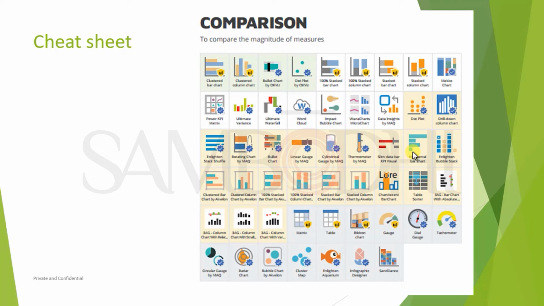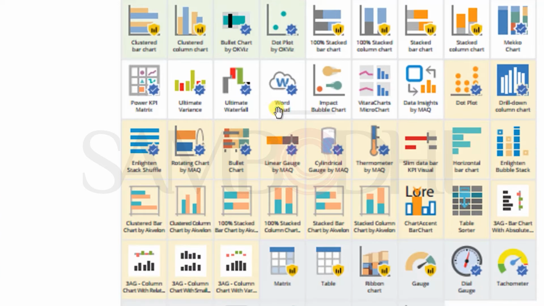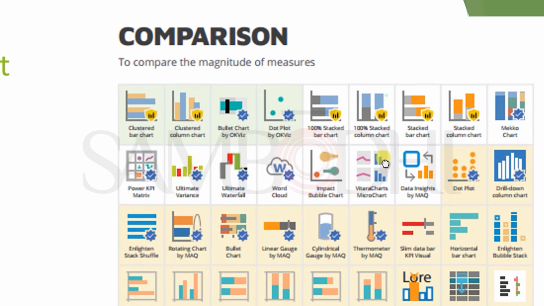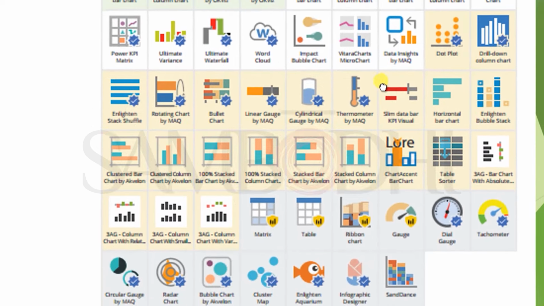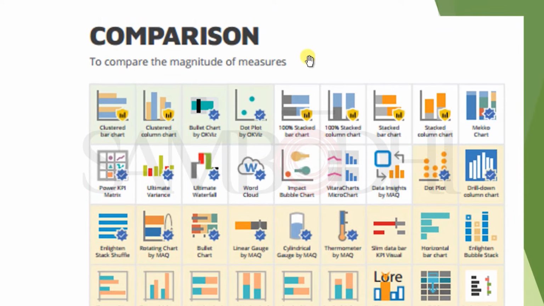Let me zoom in a bit and let's see. In this chart, these are the different visualizations available for comparison of the magnitude of measures. Whatever is in yellow is made available by default in the Power BI desktop application. Whatever ticks you see are the certified app source visuals, which are available in the Microsoft certified app source.